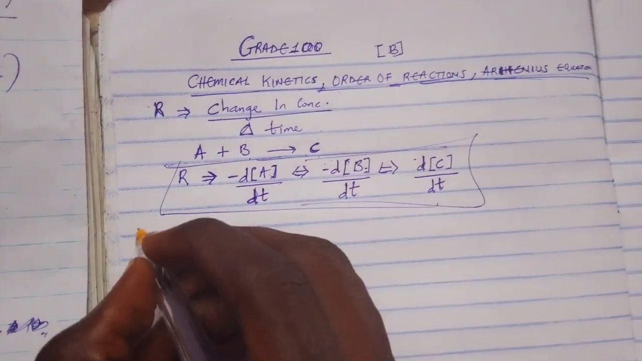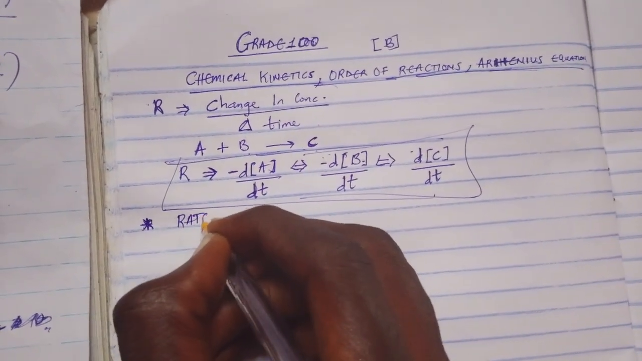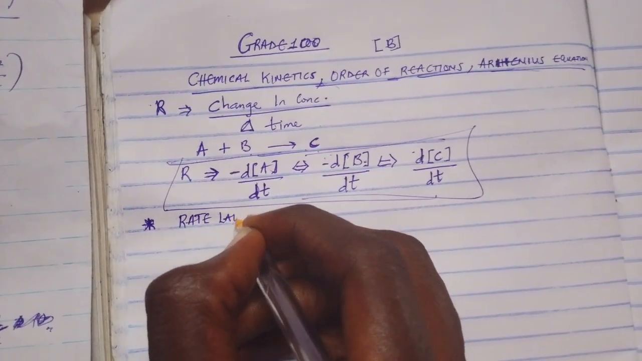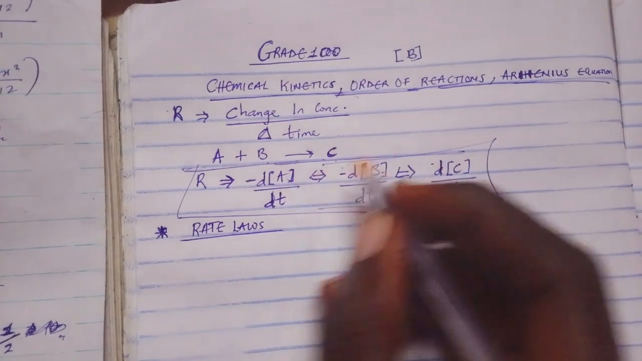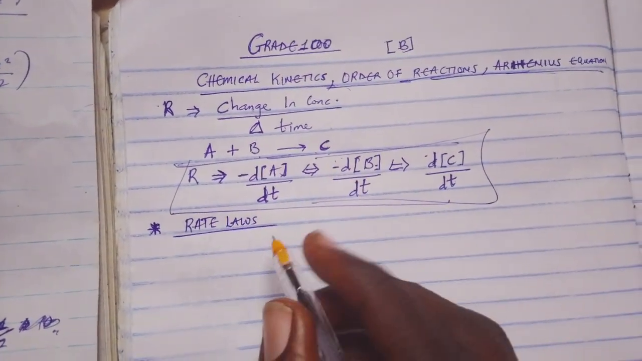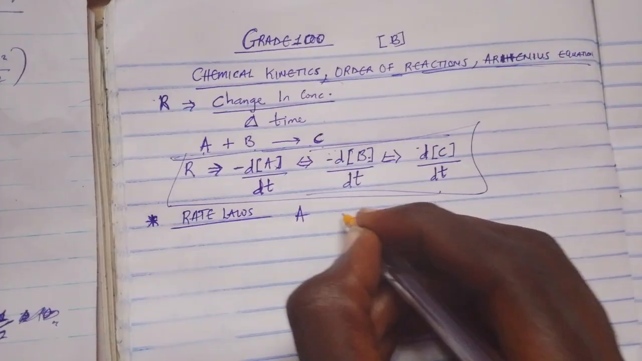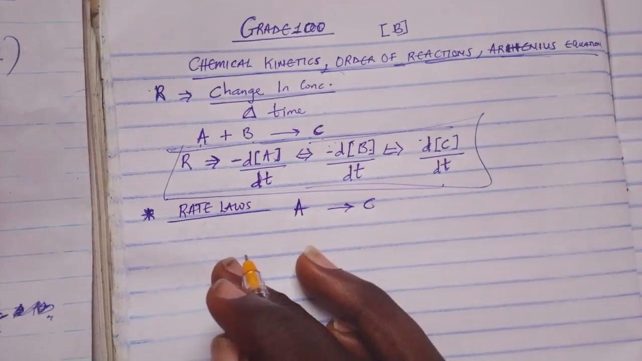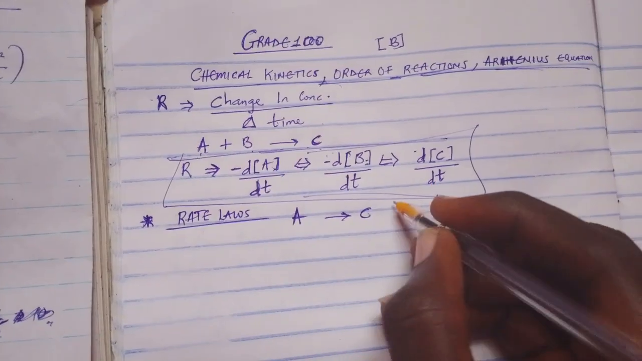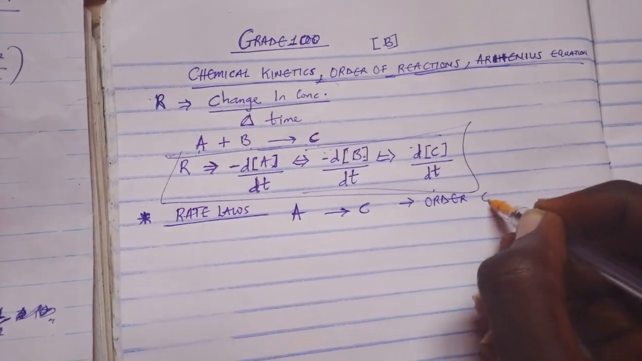Next up, let's talk about something else. Let's talk about the rate law. In this rate of reaction, let's say we have reactant A forming C. We'll use this concept to talk about the order of reaction.